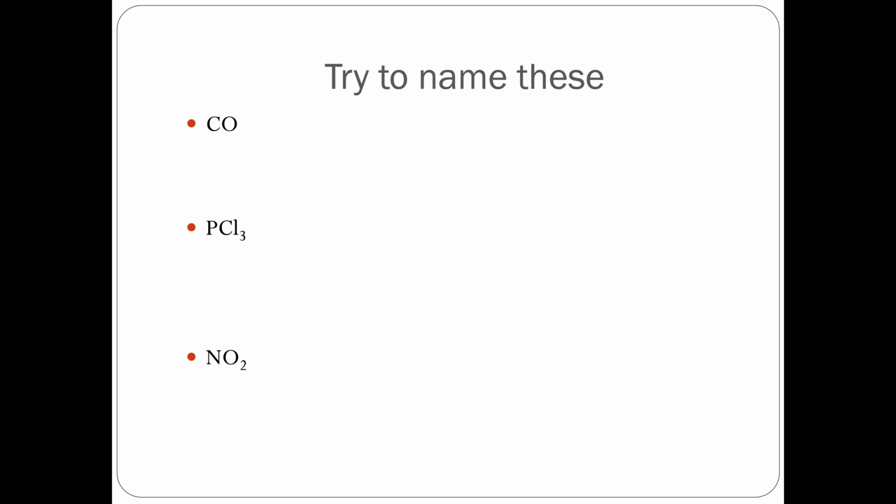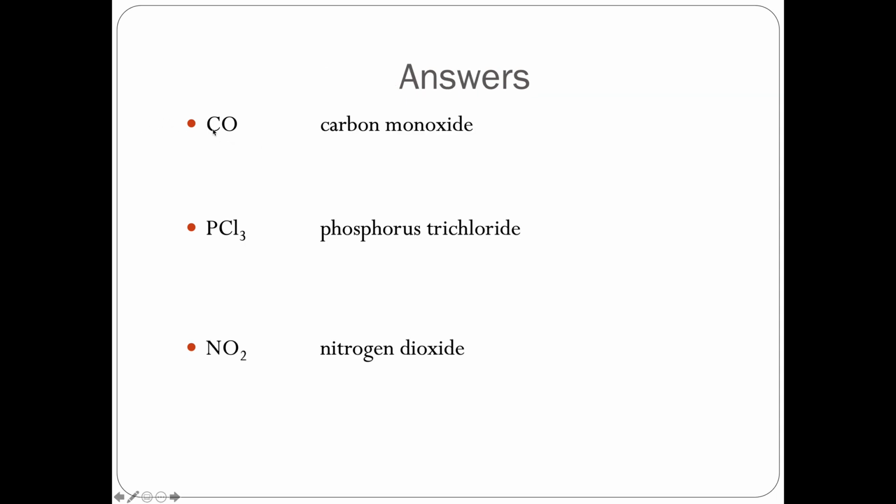All right, so how'd you do? Very good. This is carbon and 1 oxygen, carbon monoxide. So we do use mono for the second, not for the first. This is phosphorus and 3 chlorines, phosphorus trichloride. See that? Nitrogen and 2 oxygens, nitrogen dioxide.